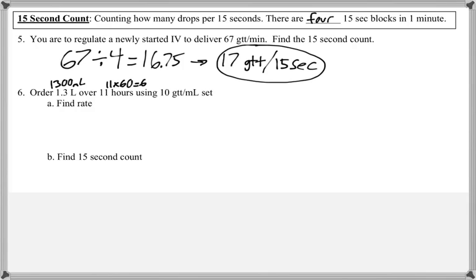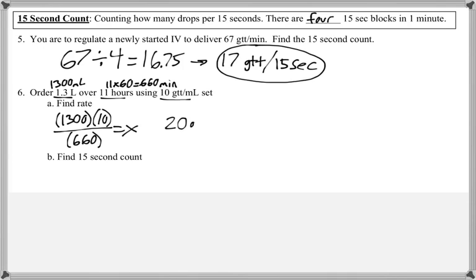is 660 minutes. So that is my information, and if I plug it into the formula and solve, 1,300 times 10 divided by 660, and if we round this to the nearest whole number, it'll be 20 GTT per minute.